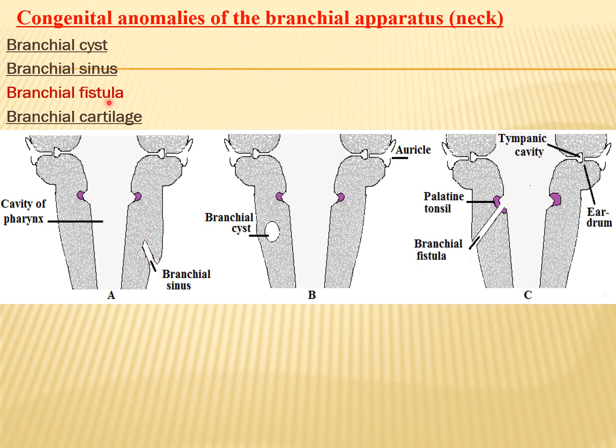Another is the branchial fistula. The fistula differs from the sinus in that it has an outer opening and an inner opening. This is due to communication between the outer and the inner aspect. Then branchial cartilage appears as a small collection of cartilage, like the cartilage of the auricle of the ear, but here it is an abnormal collection of cartilage on the side of the neck.